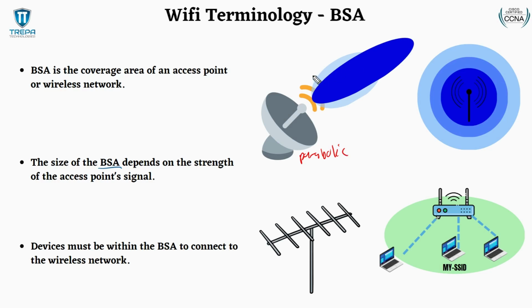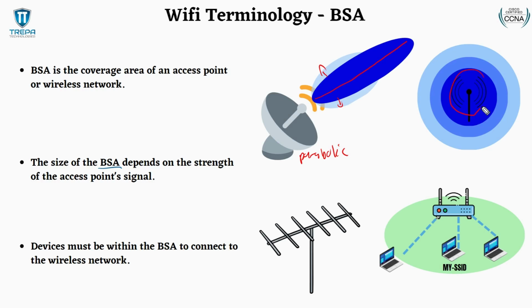If you were to put this on a graph, what we see here is the basic service area. You see the strength right down the middle, and then you see it getting weaker as the RF emits out from this directional power.